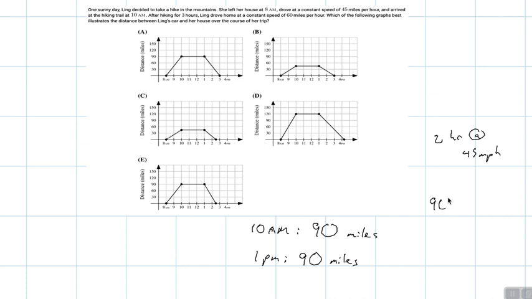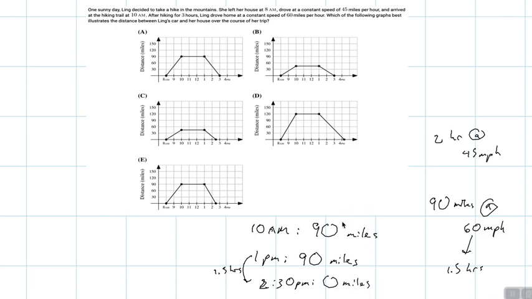She drives 90 miles at 60 miles per hour. So she goes 60 miles an hour and 30 miles in half an hour. So if she goes 90 miles at 60 miles per hour, that's going to be 1.5 hours. So 1.5 hours later is 2:30 p.m. and then the distance between her house and her car is 0 miles.